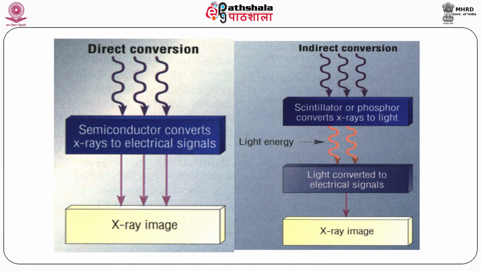The basic principle of formation of a DR image is shown in this figure. Basically, in both figures you can see the X-ray signal is directly converted into amperes, and they are detected. So, first of all we will discuss the direct conversion.